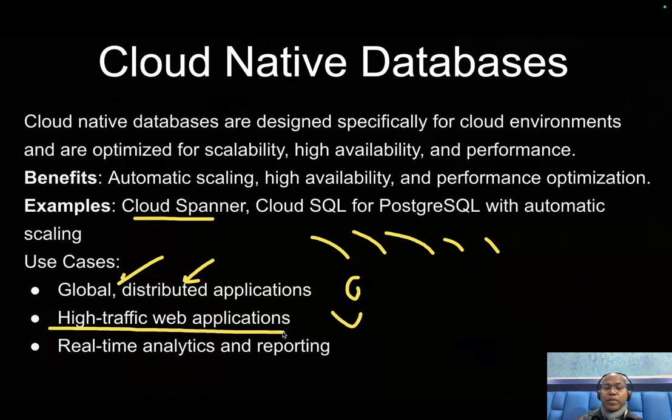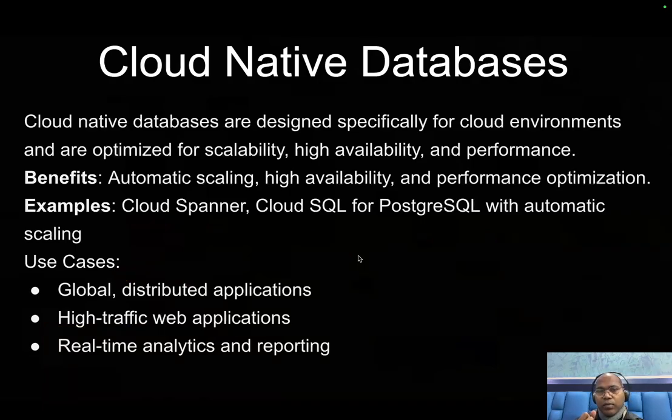available for high traffic web applications. If your application receives a very high number of requests, millions of requests, this kind of database can handle it, because they scale rapidly to meet the customers' user traffic. And if you want some real-time analytics, this database is also very fit. So cloud native databases are databases provided by the cloud provider itself, and they provide auto scaling, high availability, and performance optimized systems.